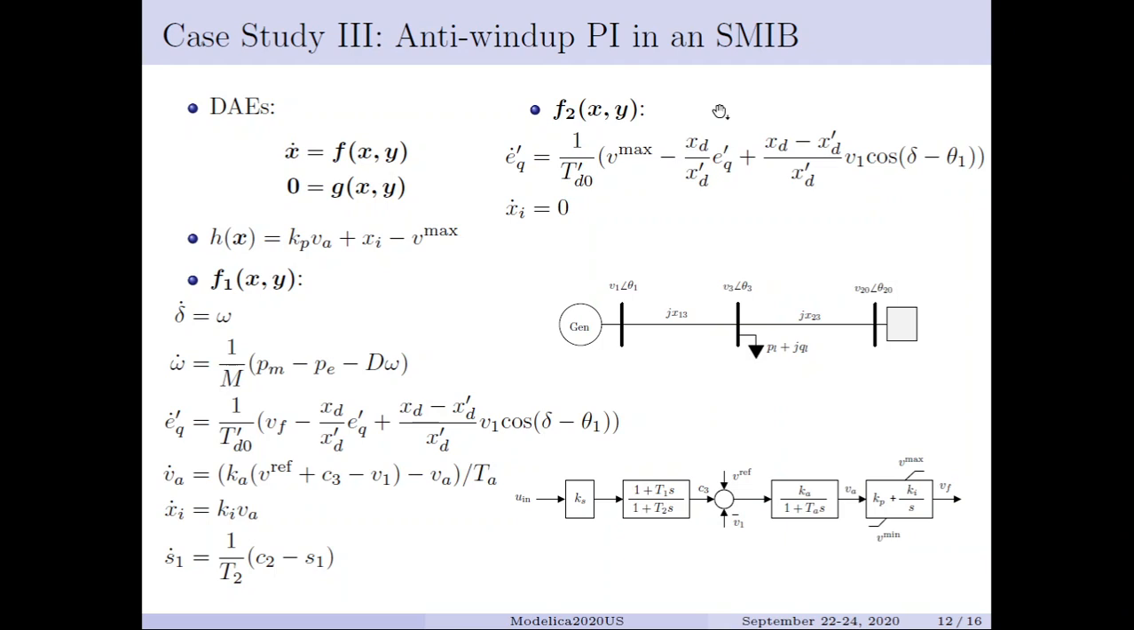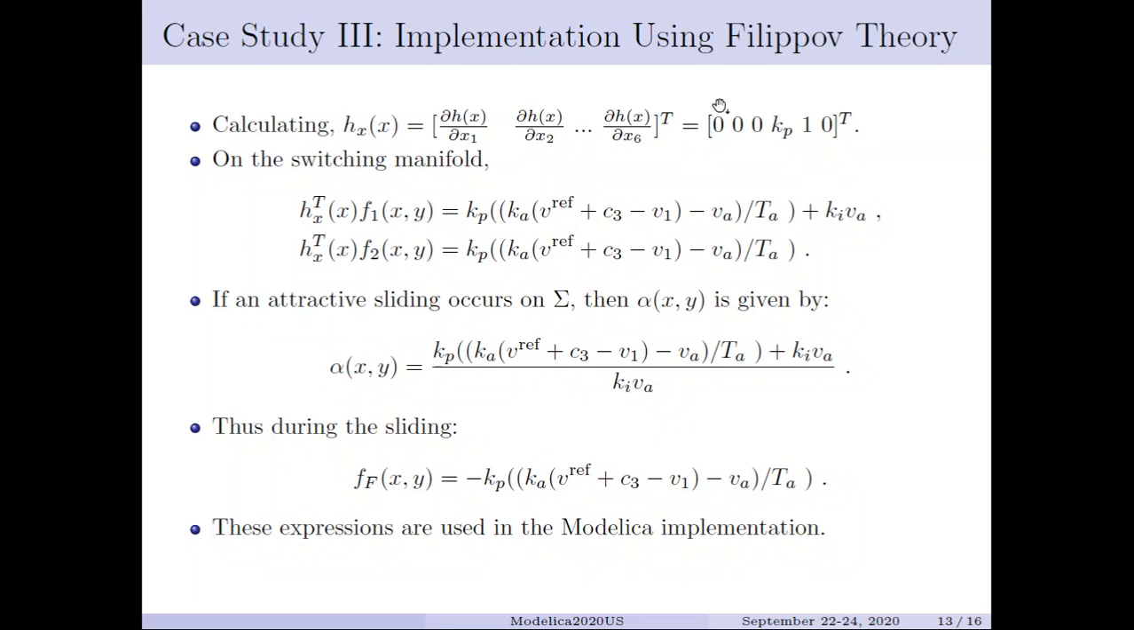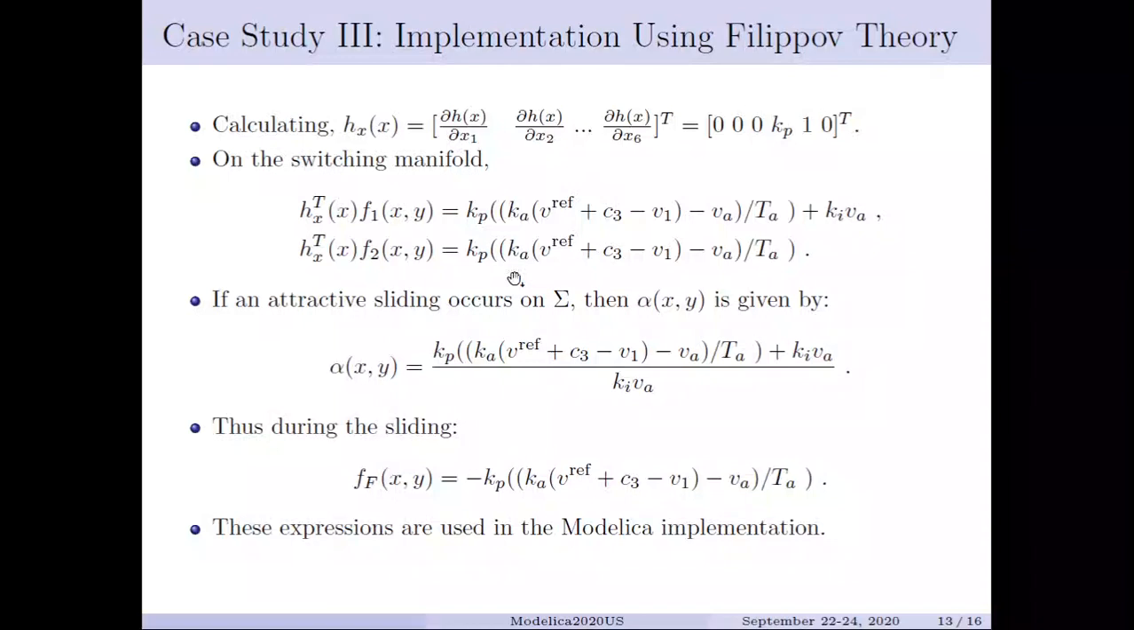For implementation in Modelica using the Filippov-based formalism, we need the conditions to check whenever we go to the switching surface, and these conditions are derived analytically here. Also, whenever the trajectory hits the discontinuous surface, if a sliding condition is true, then the sliding vector field is calculated analytically here. So we have the vector field F1, the vector field F2, and also the sliding vector field for the integrator state variable of the IEEE standard anti-windup PI controller model. All of these expressions are used in the Modelica implementation.